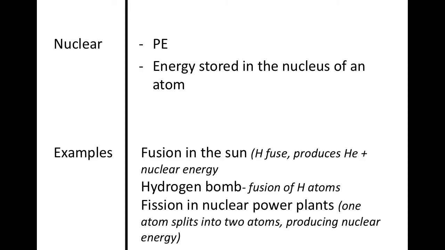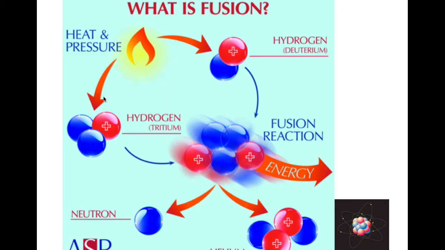Fission is the opposite. Instead of fusing, you're splitting one atom into two atoms, which then produces a large amount of energy. This is what we were talking about for fusion. Fusion is where you have your hydrogens and they're joined together, and by joining them together, it produces helium and a neutron.